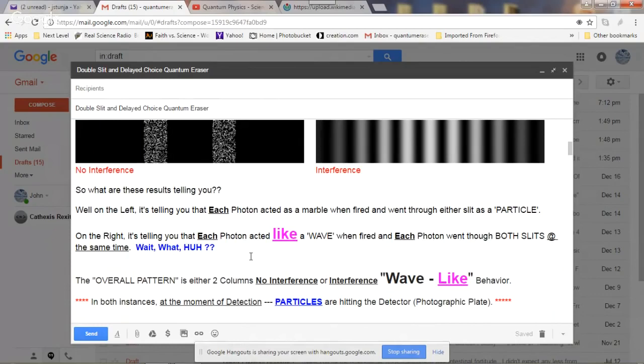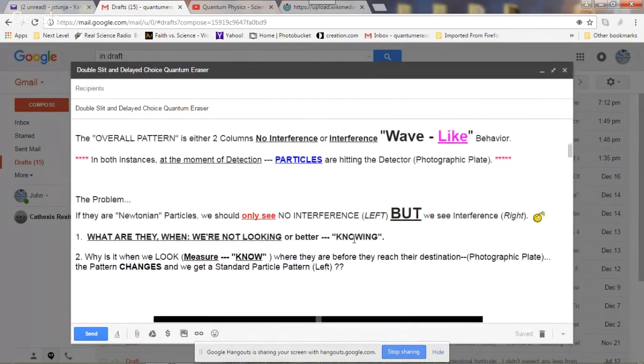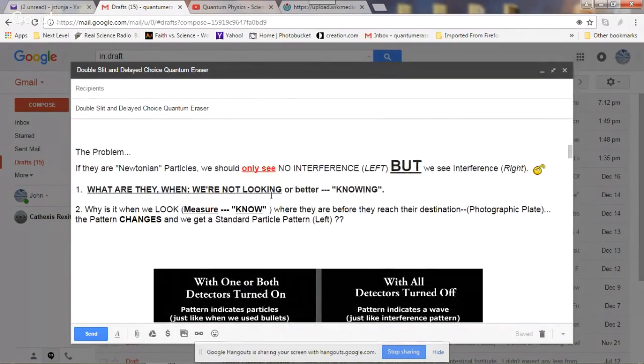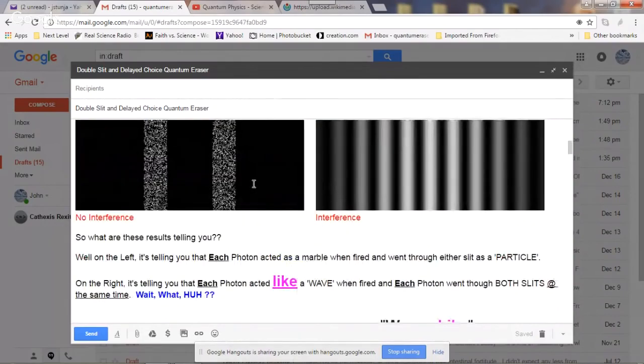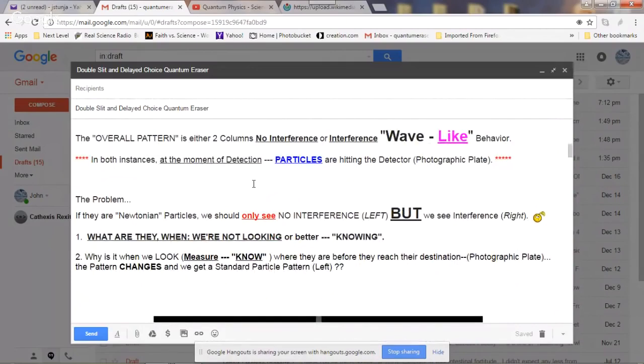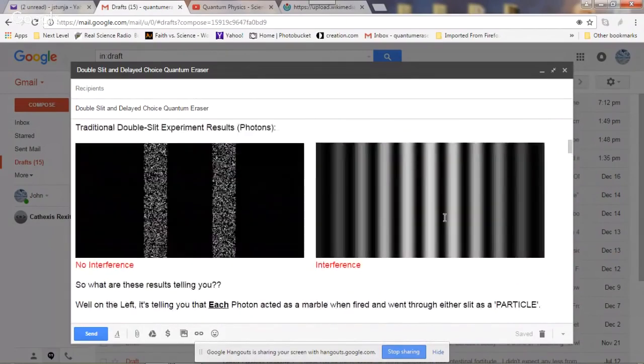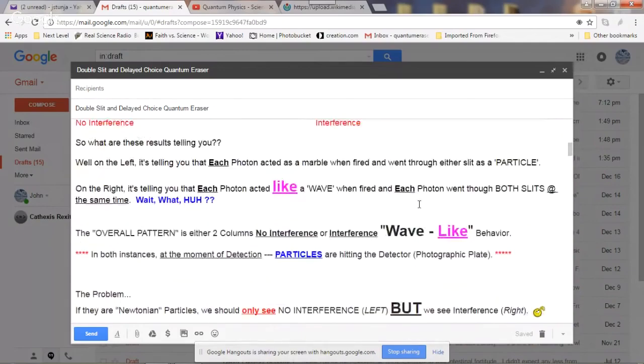That makes no sense. The overall pattern is either two columns, that's no interference, or wave-like behavior. And as I said, in both instances, at the moment of detection, particles are hitting that detector or photographic plate. The problem? If they're Newtonian particles, we should only see no interference on the left over here, if they were just Newtonian particles. But we see interference to the right. That's a problem.